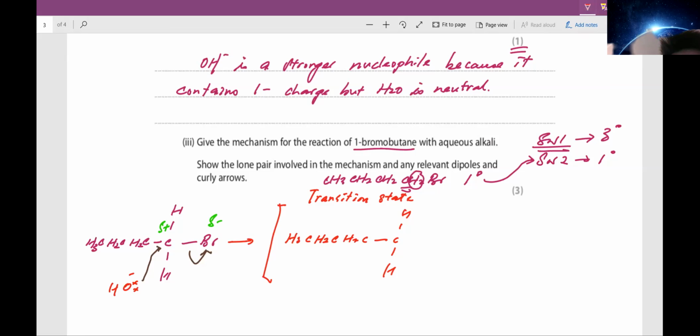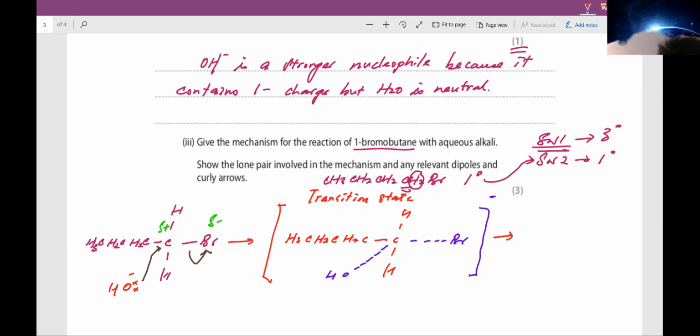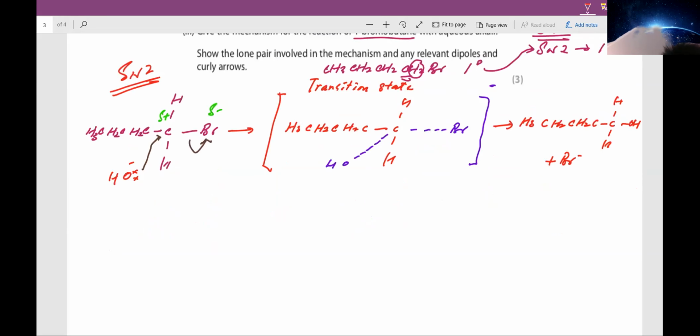With the dotted line to represent a bond is forming and a bond is breaking. Originally it's neutral and OH minus carries a negative charge, so it will be like that. And then after the new bond is formed and the old bond is broken, you will get the alcohol plus the Br minus. Understand? So this is SN2, because it's a primary halogenoalkane.